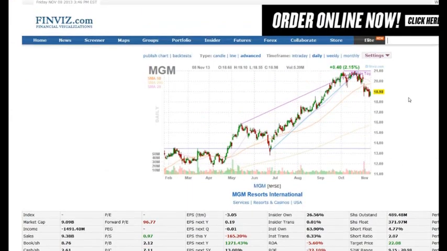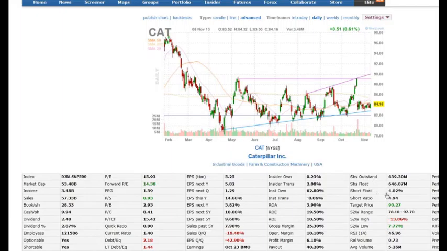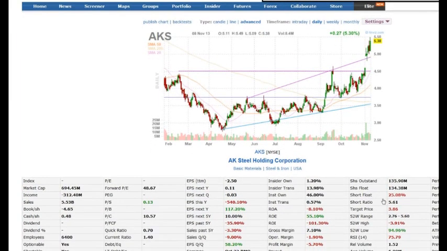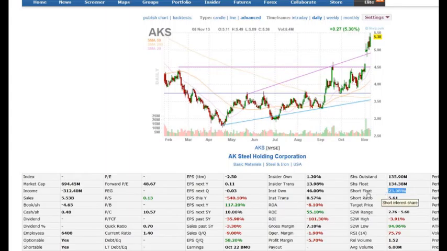That's quite heavy. Now if you take a look at a stock like Caterpillar, a Dow Jones Industrial Average stock, you're talking about a 4% short, which is absolutely huge for a Dow component. But then you compare that to something like First Solar, which is 16% short. Or I mentioned AKS Steel, which is 25% short. So 25% of the shares are being bet on the downside, and that's pretty huge there for the short float.